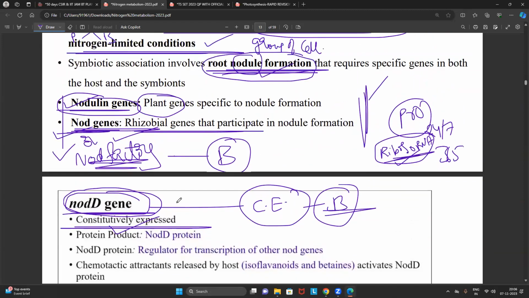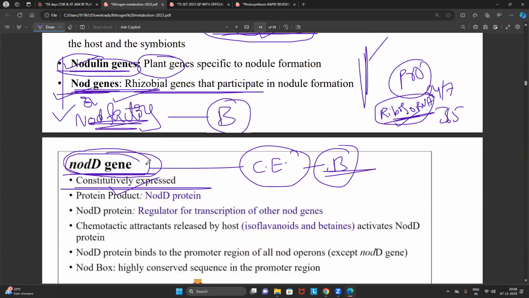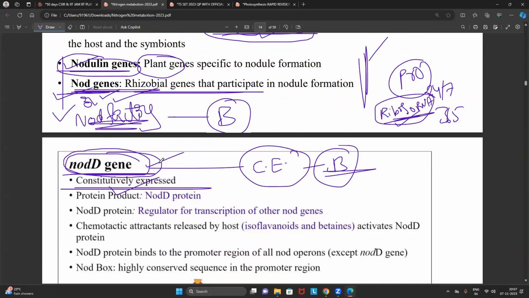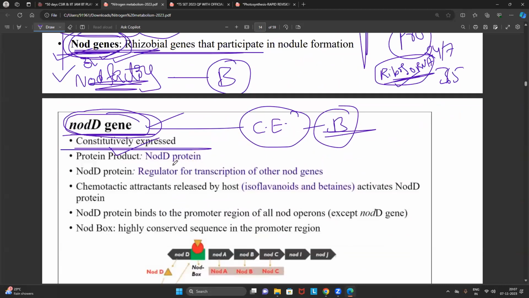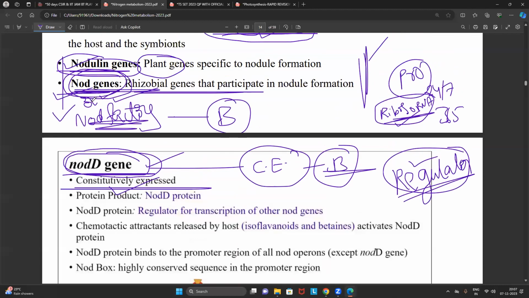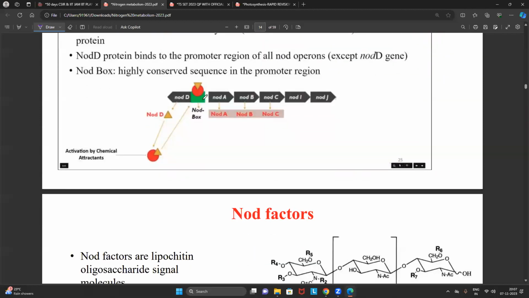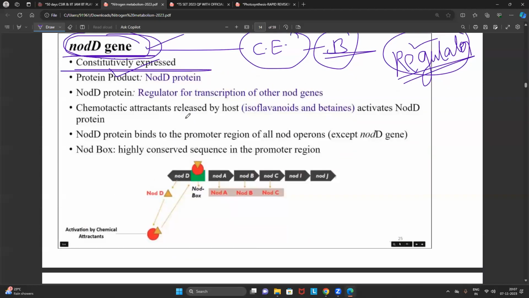Now you can ask me, sir, what is the relationship between the nod D gene and nod factors? The point is that the nod D gene is the one which will activate the nod genes. So remember, all the students, I can simply tell all of you, nod D is the regulator. We can get the same statement in the exam. The nod D gene is a regulatory gene which regulates all other nod genes. So how nicely it is activating. Look into this. We will discuss in the upcoming slide, but listen.